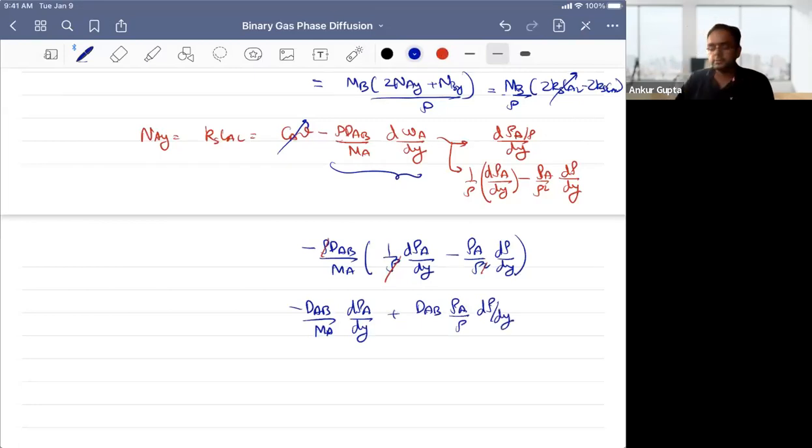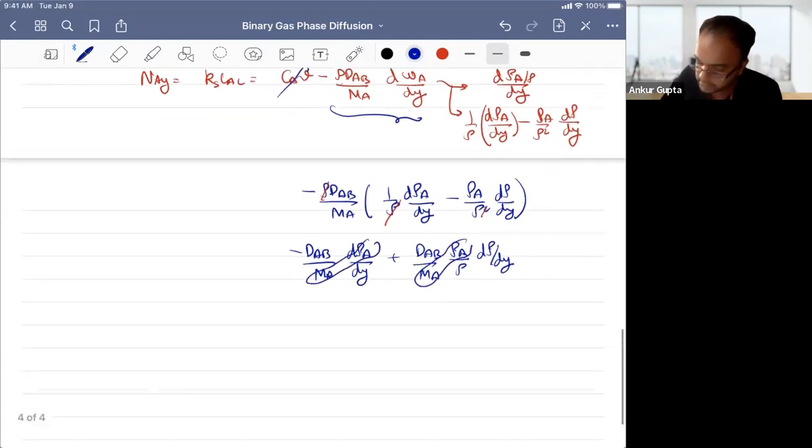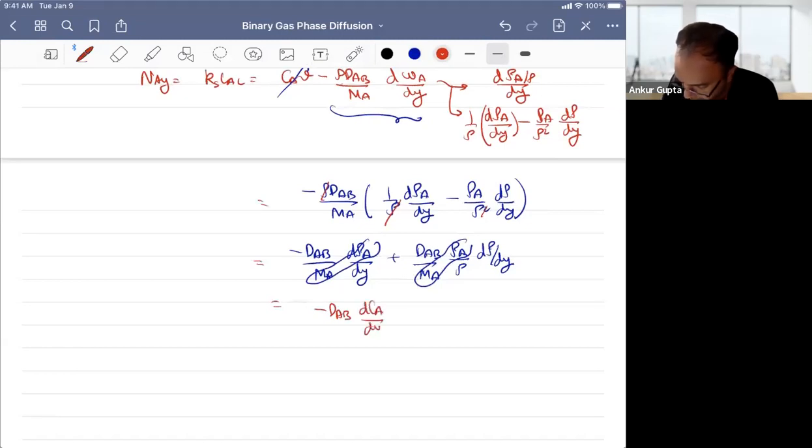Okay, I get this by M_A also here, and we know rho_A by M_A is c_A, right? Rho_A by M_A is c_A, so I simply get minus D_AB dc_A by dy plus D_AB c_A. Now this is an interesting term, d rho by dy by rho. So this is the term now that we do need to simplify further.